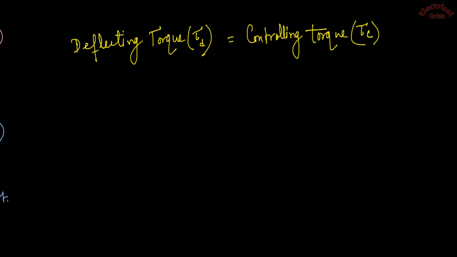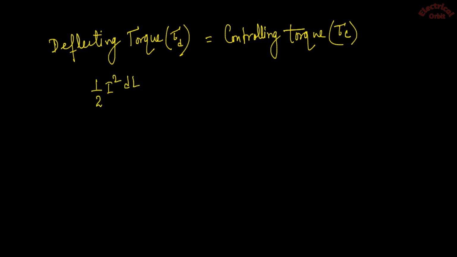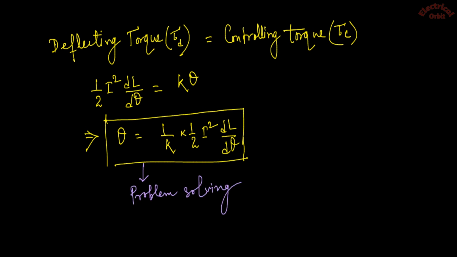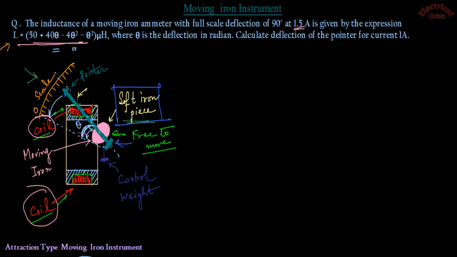So from the previous expression we can write half I square dL d theta is equal to k theta. So from there we can write theta is equal to 1 by k into half I square dL d theta. This formula is very important for our problem solving purpose. Now let us solve the problem.